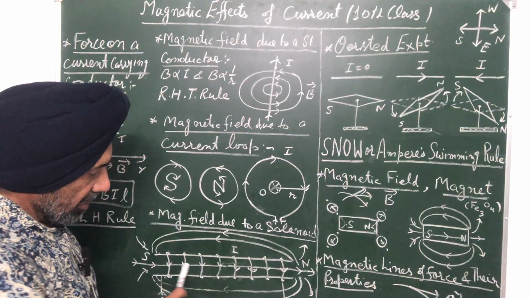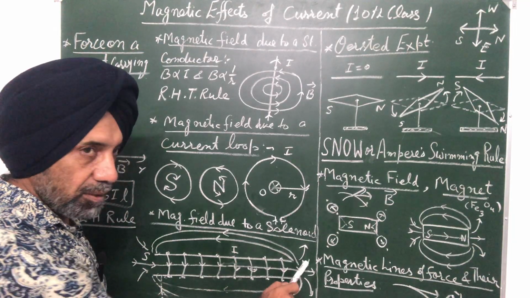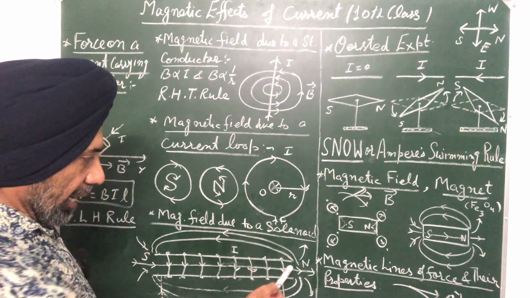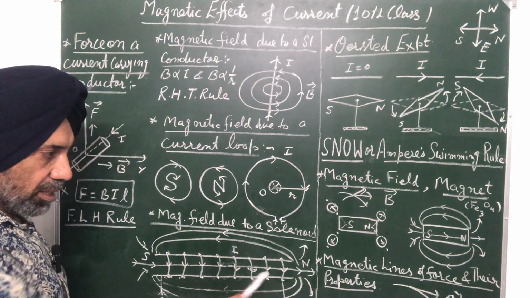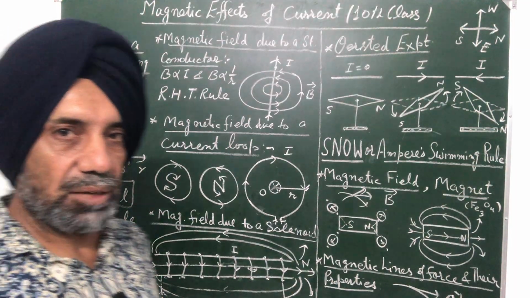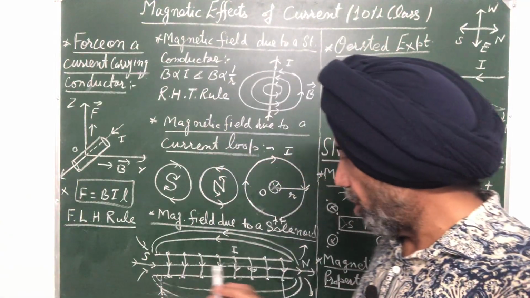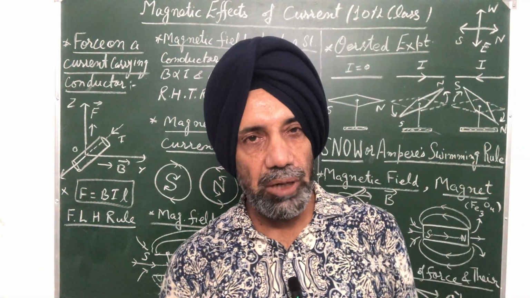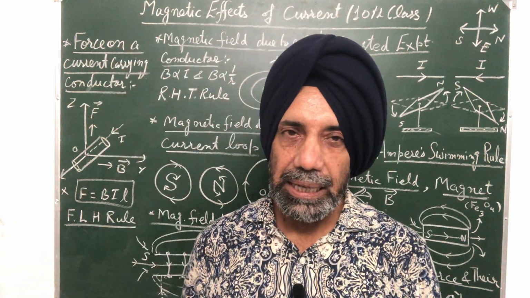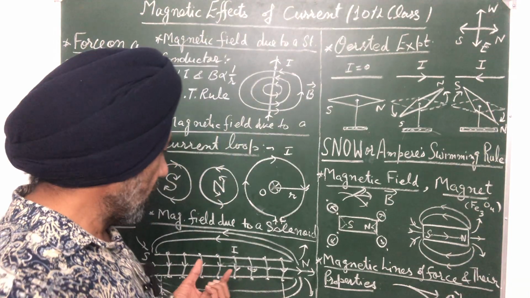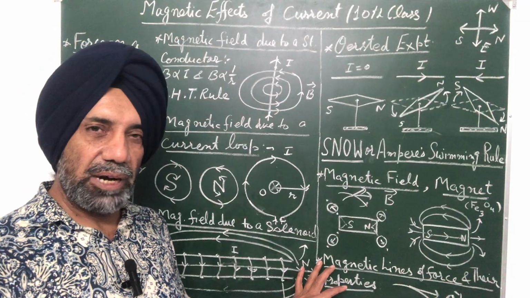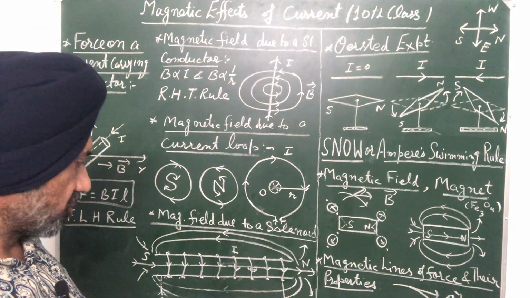So inside, the direction of the field will be from south to north, and outside, because it just behaves like a bar magnet, lines of force can be shown like this: north to south on the outer side, and inside the solenoid, lines of force will be from south to north. So a solenoid is a device used to produce a uniform magnetic field inside it. The length of the solenoid should be large as compared to its radius.